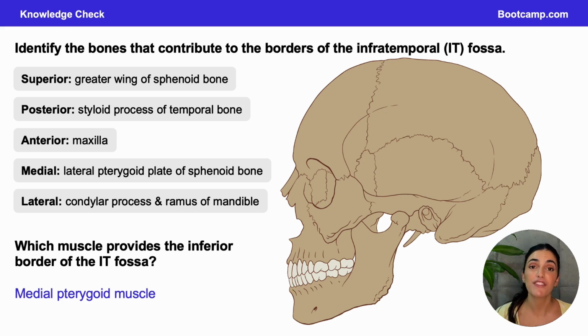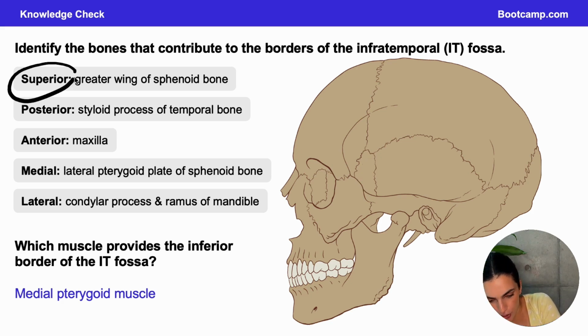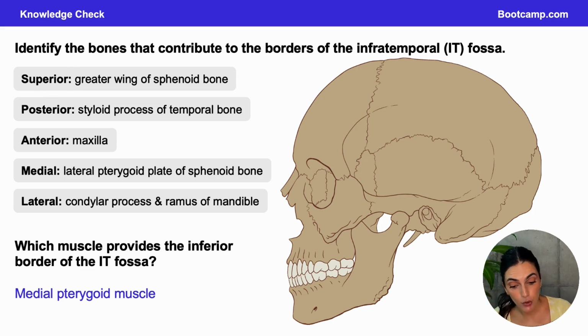So we said that the sphenoid bone is going to contribute to two borders. This greater wing of the sphenoid, which you can see right here, is going to be forming our superior border. Then the lateral pterygoid plate that's going to be forming our medial border is going to be seen right there. And along the inferior aspects of the temporal bone, we have our styloid process there that's going to be forming our posterior border. We talked about the maxilla, which we can see here housing the upper teeth, that is going to be forming really that anterior border in this location here if we were to remove the mandible.